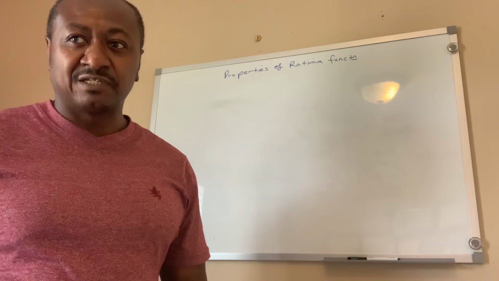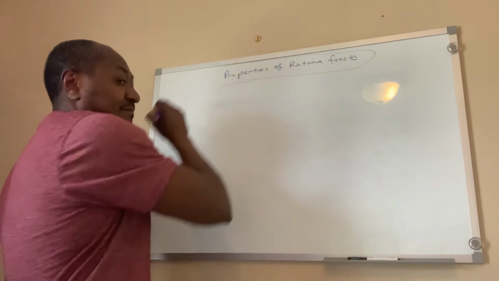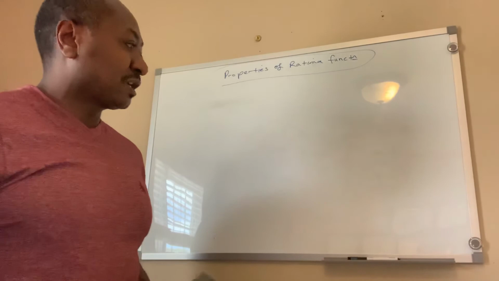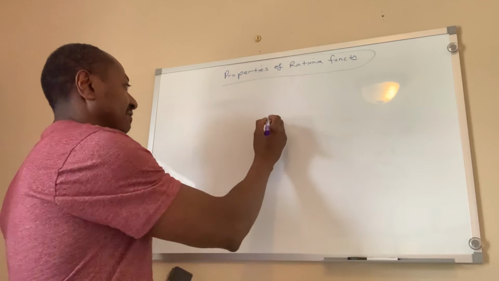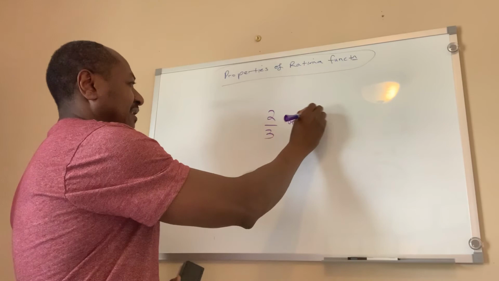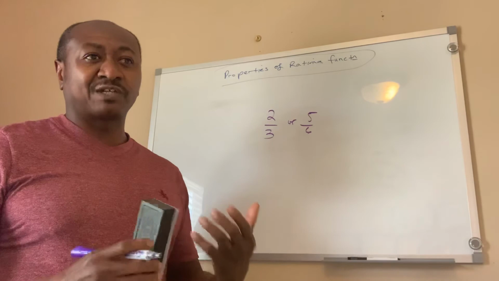Okay, and session 4.4 talks about properties of rational functions. When we talk about rational functions, we do know that we have rational numbers, right? When you say a rational number, you're talking about, say, 2 over 3 or 5 over 6. These are rational numbers. In the same way, we can have rational functions. In that sense, we're talking about a polynomial being divided by another polynomial.